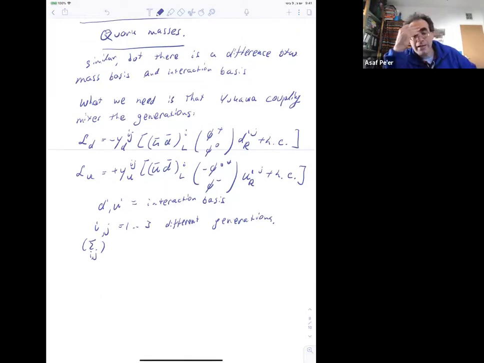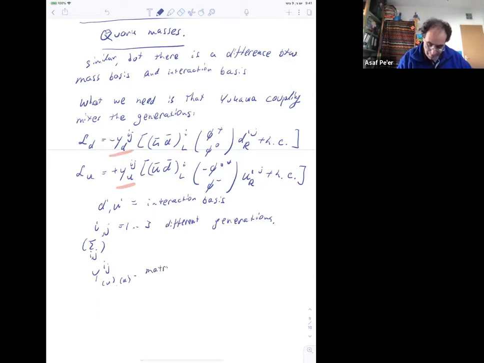And the Yukawa couplings now become matrices. Right? We have two matrices. Y up and Y down become 3 by 3 matrices that mix the generations in the interaction basis. So Y, Ij up and down would be matrices of Yukawa couplings.